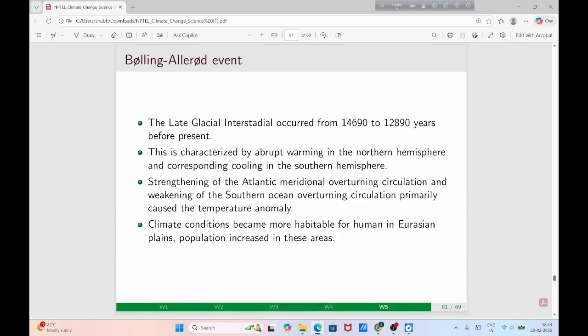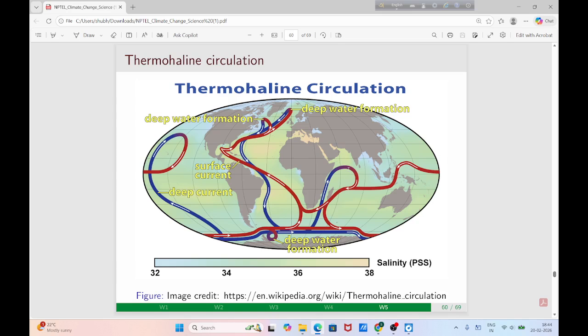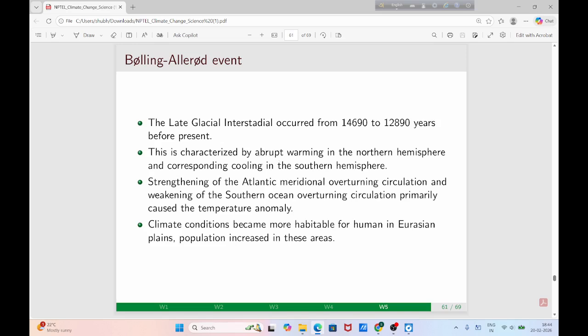Okay. So that is actually denoted by abrupt warming in the northern hemisphere and corresponding cooling in the southern hemisphere. So we discussed the seesaw pattern in the thermohaline circulation. As it carries heat from the southern hemisphere to the northern hemisphere, if one warms, the other will be cooled, or there will be anti-correlation between these two regions. That's why in the Younger Dryas event, we saw cooling of the northern hemisphere but warming of the southern hemisphere. Here we see abrupt warming in the northern hemisphere and cooling in the southern hemisphere.